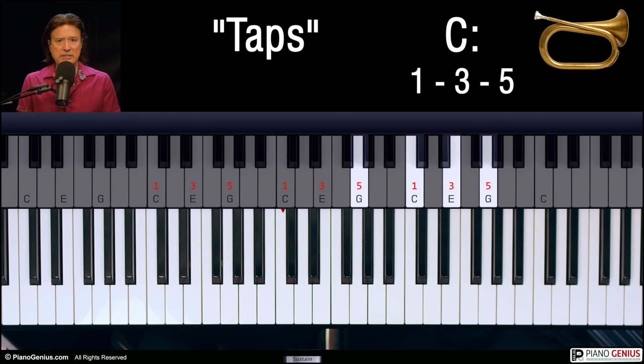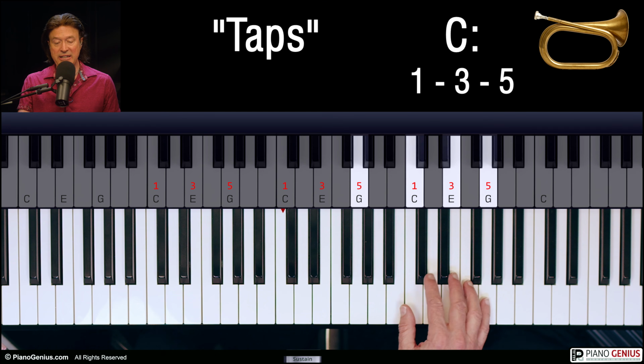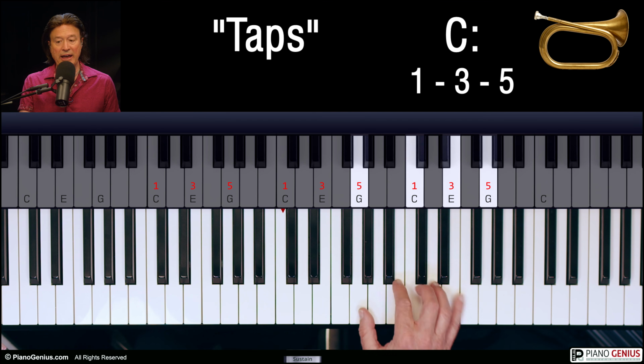Okay, so one of the reasons I want to bring that up is, first of all, if you're interested in trying to learn to play melodies, those are pretty easy melodies to play because you've only got C, E, and G to play. So you might just want to sit down and try to play that.